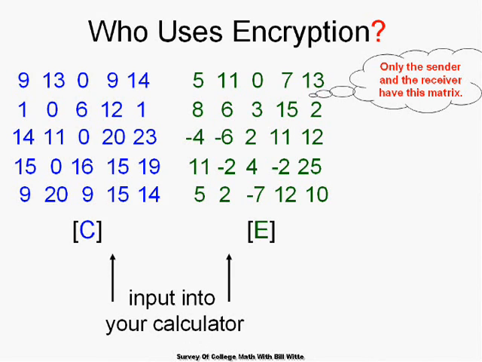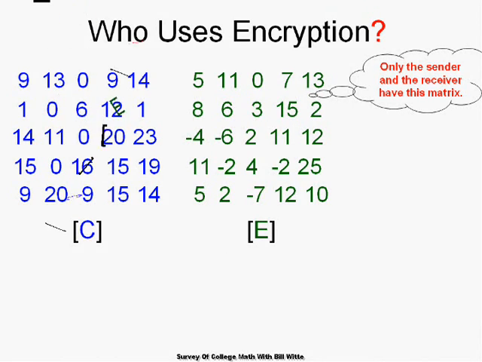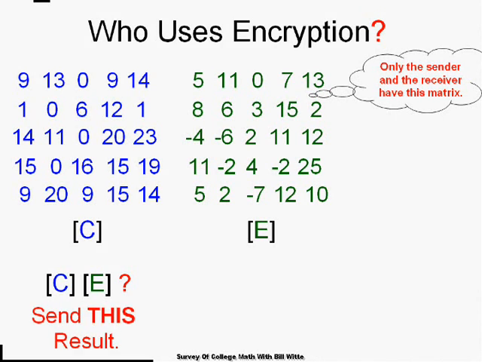Okay, well, I'm going to input this into your calculator. I want you to do it. Now, if you've put it into your calculator, you should be able to tell me what is C times E. Anybody could do that, couldn't they? Well, even the person sending the message could calculate what C times E is. And believe it or not, that's what they would send.